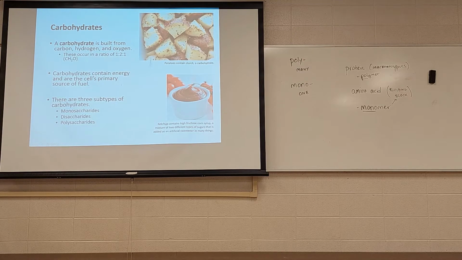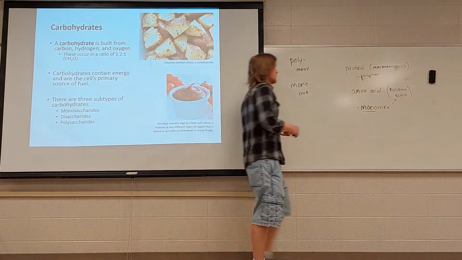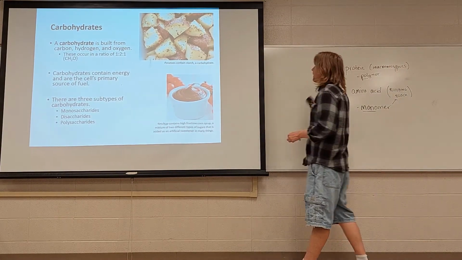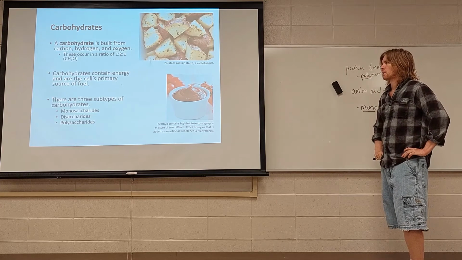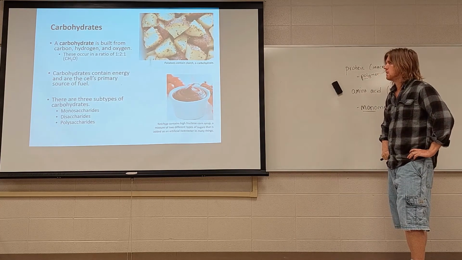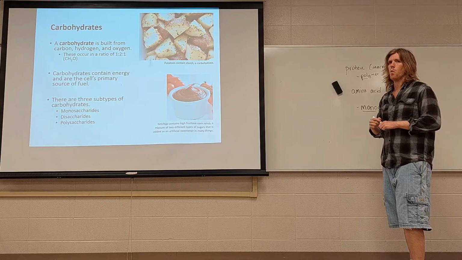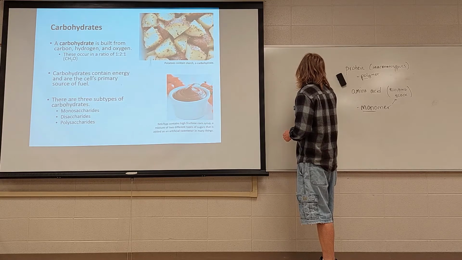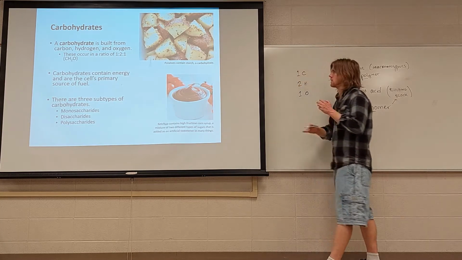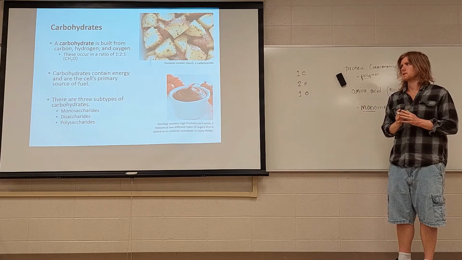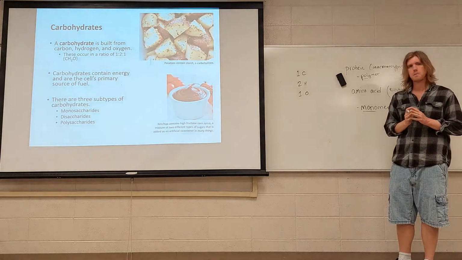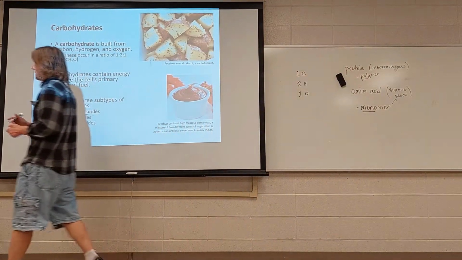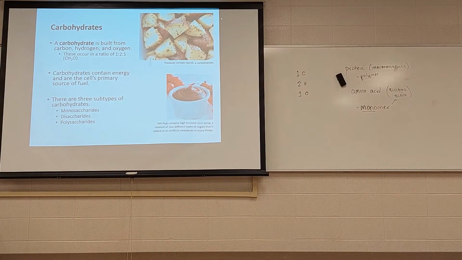Let's talk about carbohydrates. So, carbohydrate is built from carbon, hydrogen, and oxygen, and it occurs in a ratio of 1 to 2 to 1. So there's usually 1 carbon, 2 hydrogen, 1 oxygen. That ratio is relatively speaking what a carbohydrate is going to have. So, carbohydrates. Well, let me see what the next slide is. Okay.